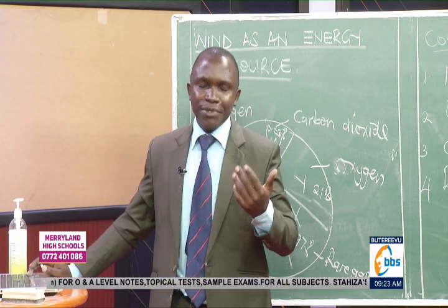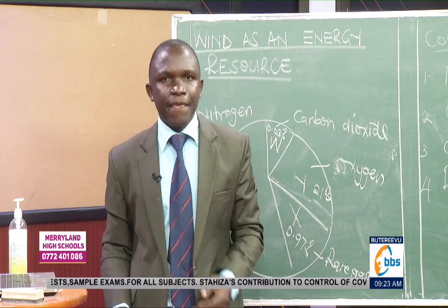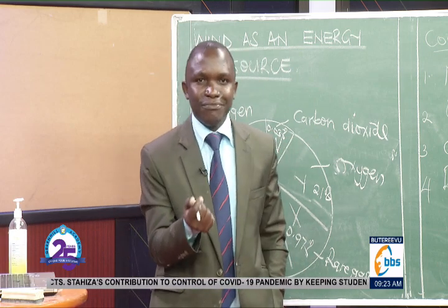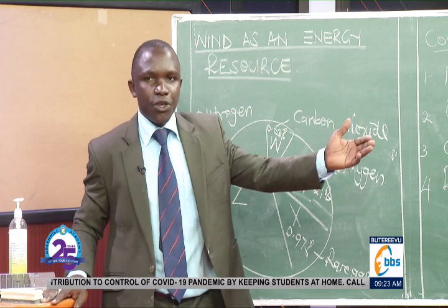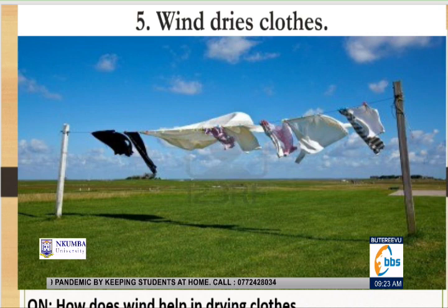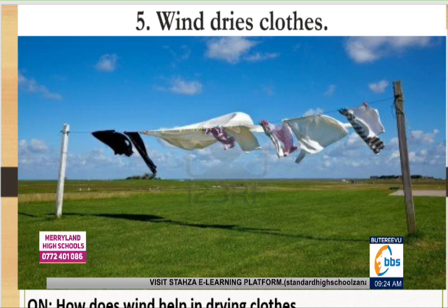At times they ask you to give the property of air that enables one to dry clothes. That is, air exerts pressure. That is air exerts what? Pressure. Like you see in the illustration there, those clothes were moving to the other end because of the pressure exerted by wind. So wind dries clothes. It can also be used to dry some crops like cocoa, but it's not very common. So to our level, we normally take that.